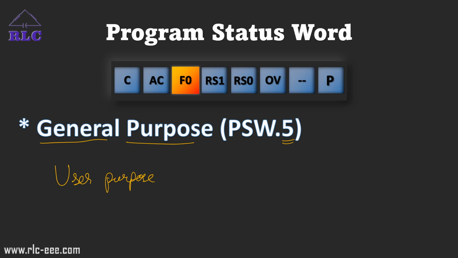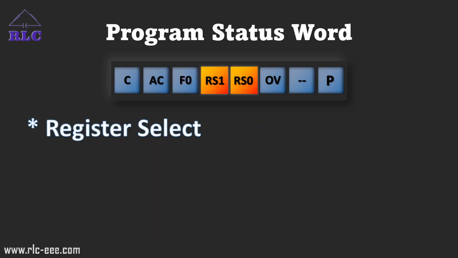Next, we move on towards the register select. This register select consists of two bits in the PSW register, bit number 4 and bit number 3. So we can say it as PSW.4 for RS1 and PSW.3 for RS0.